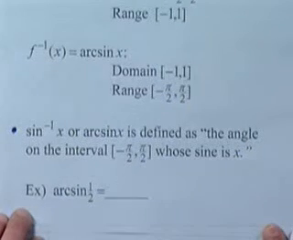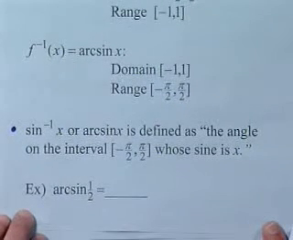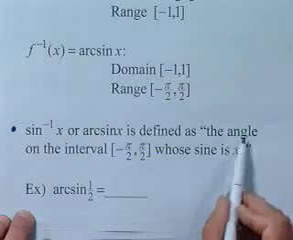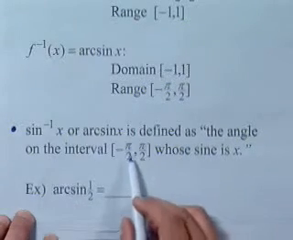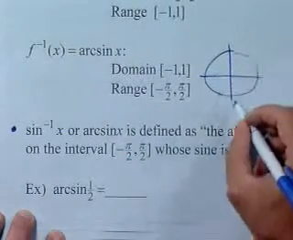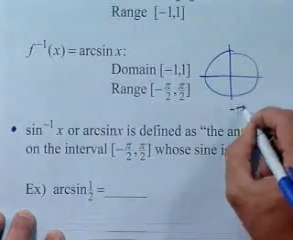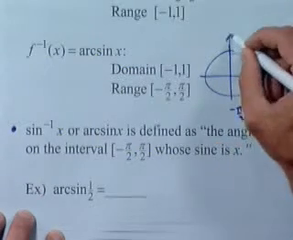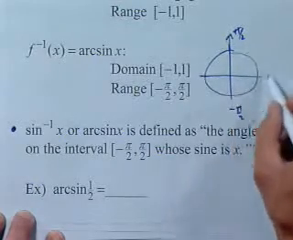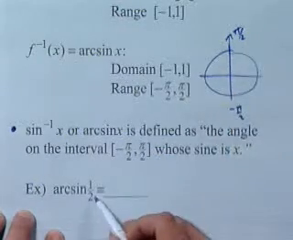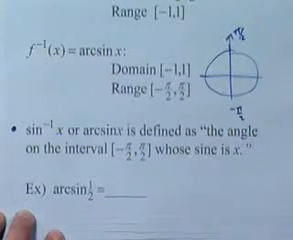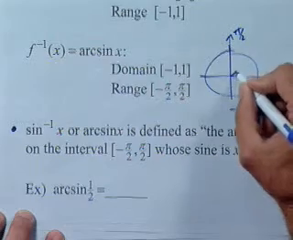So for example, let's figure out what the arc sine of 1/2 is. We want to figure out what is the angle between negative pi halves and pi halves. So maybe I'll draw a little circle here. There's the angle negative pi halves. There's the angle pi halves. So I'm looking for an angle in between here such that the sine of that angle is 1/2, or the opposite over hypotenuse is 1/2. That must be here.